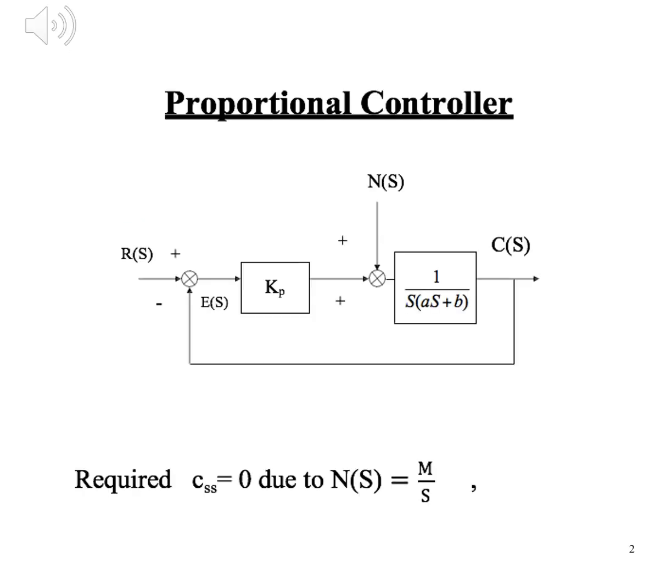The first kind of compensator we shall use is the P compensator, proportional compensator. It will be put as shown in slide 17. It is required that C steady state equals 0 due to a disturbance or noise signal equals M over S, which is a step signal with magnitude M.